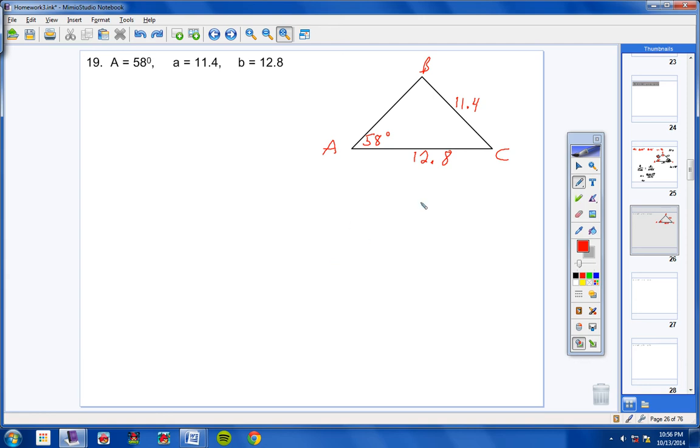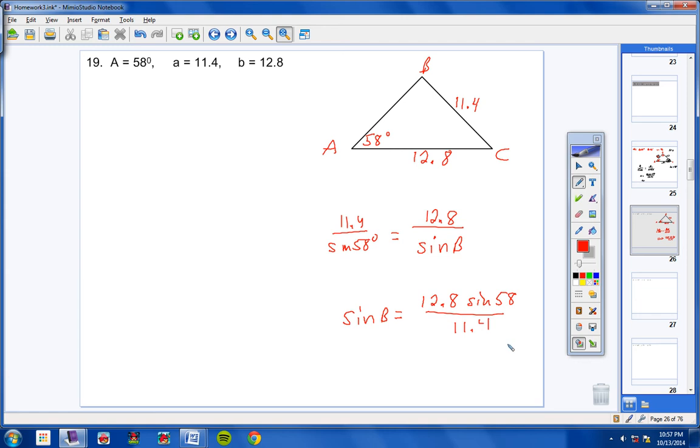All right, here we go. Let's go ahead and look for a pair. And I do have a pair right here. I have 11.4 over sine of 58. Okay? Now, we really can't do anything with angle C because we don't know angle C and we don't know side C. Okay? So that's really not an option. However, we can find angle B because we do know side B, which is 12.8. Now, if we cross multiply and then divide, we're going to be left with this right here. Sine of B equals 12.8 sine of 58 divided by 11.4.